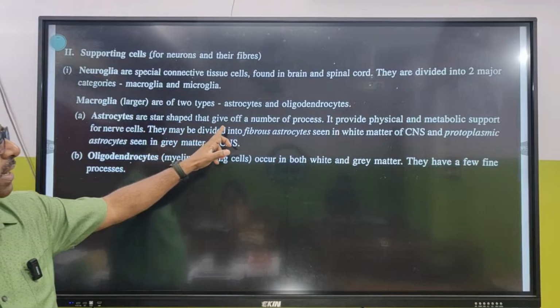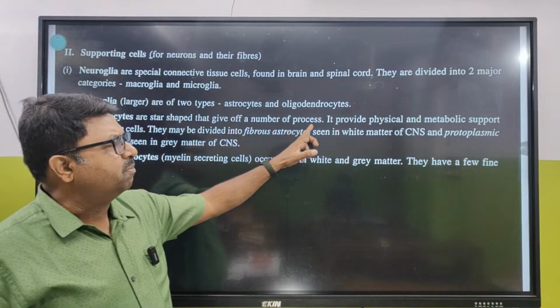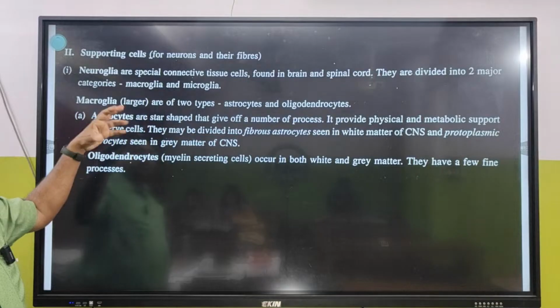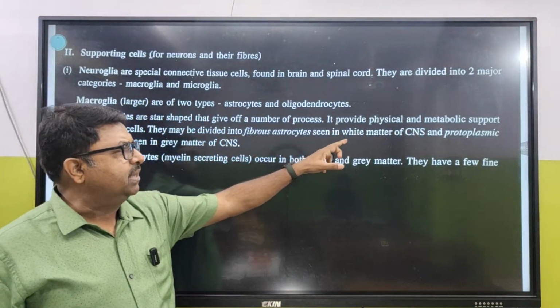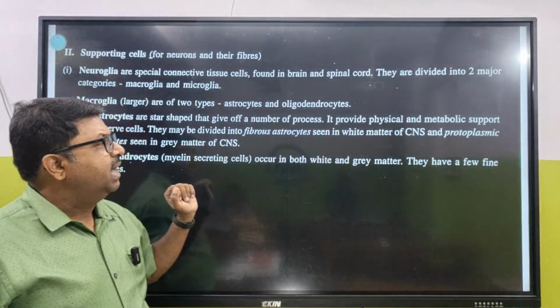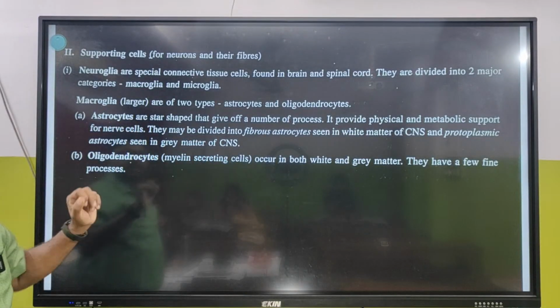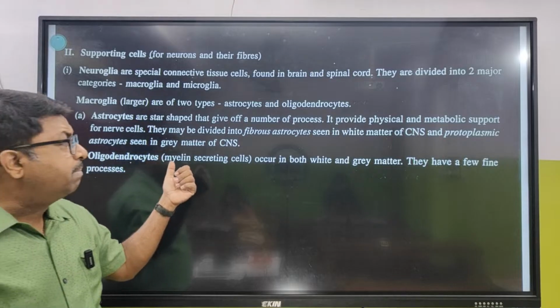Astrocytes are star-shaped that give off a number of processes. It provides physical and metabolic support. Astro means what? Star, aster. They may be divided into fibrous astrocytes seen in white matter of CNS and protoplasmic astrocytes seen in the gray matter of CNS. Oligodendrocytes, they are myelin-secreting cells.